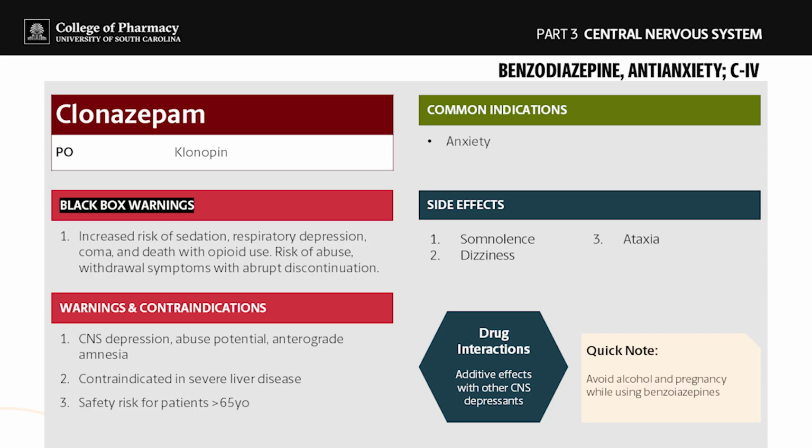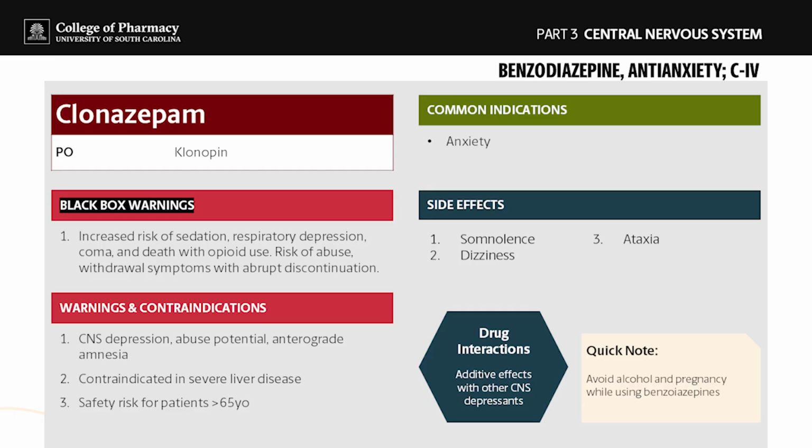Okay, here's another benzodiazepine, still Schedule 4. It's called Clonazepam, and it's indicated for anxiety too. The brand name is Klonopin. Clonazepam, Klonopin. Those sound alike, don't they? So that's easy to remember, Clonazepam, Klonopin. Sometimes that might get you mixed up. Klonopin's the brand name, Clonazepam's the generic name.